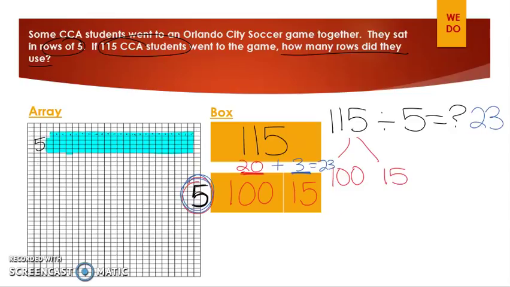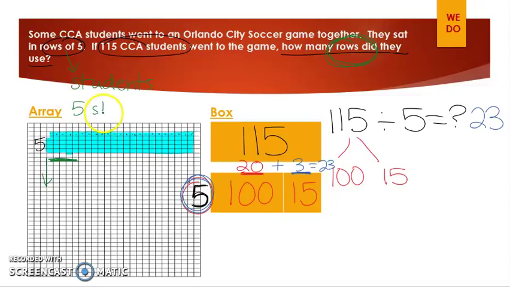Uh-oh, there's an error alert. Did you notice the error in the problem we were doing together? The question says they sat in rows of 5. If they sat in rows of 5, that means that there are 5 students in each row, and we're trying to figure out how many rows there are. So what we should have in our array is 1, 2, 3, 4, 5 students in each row like this, and then, going down, there should be 23 rows.